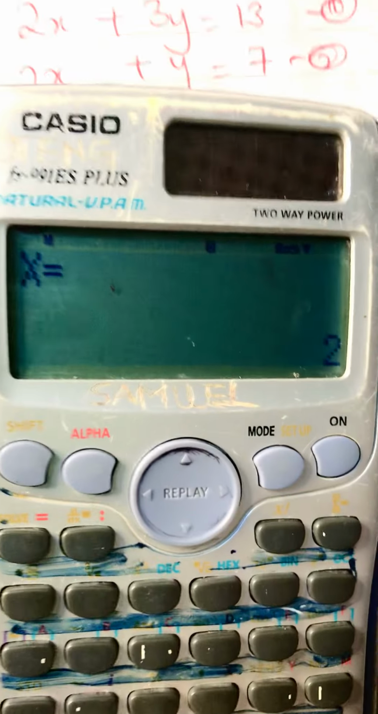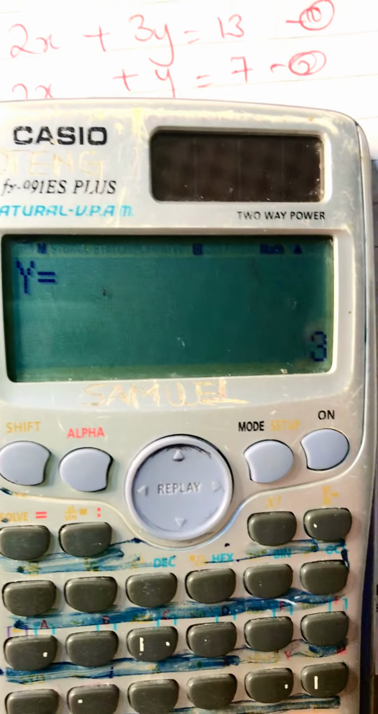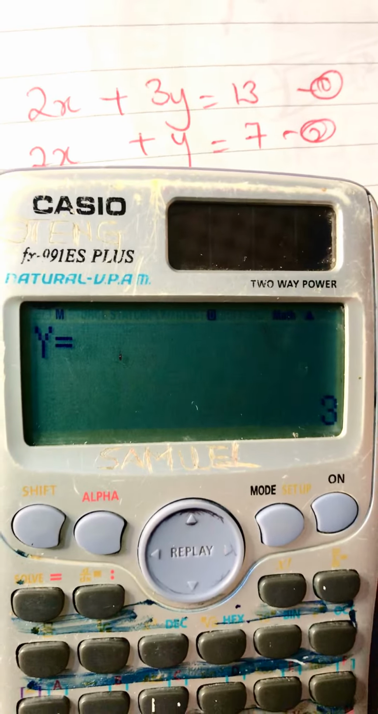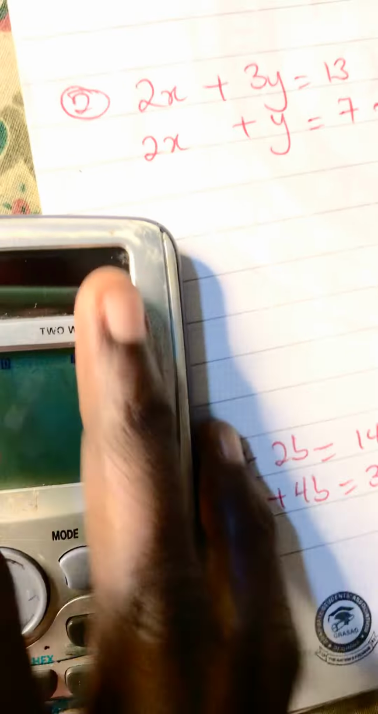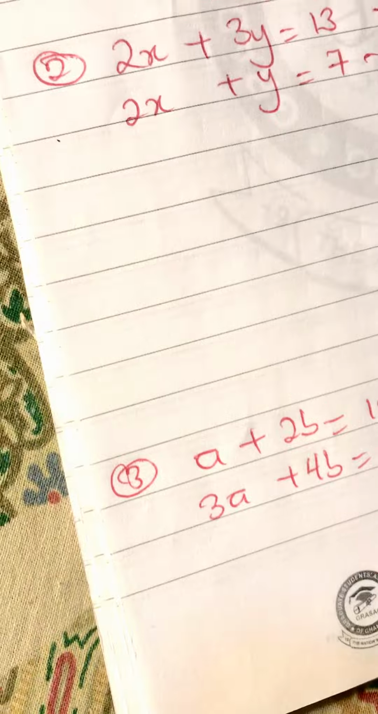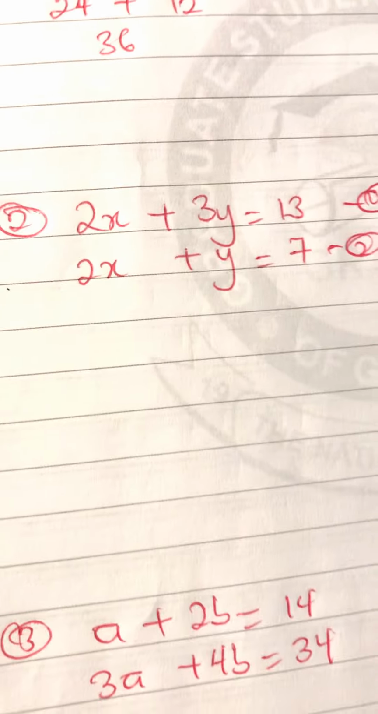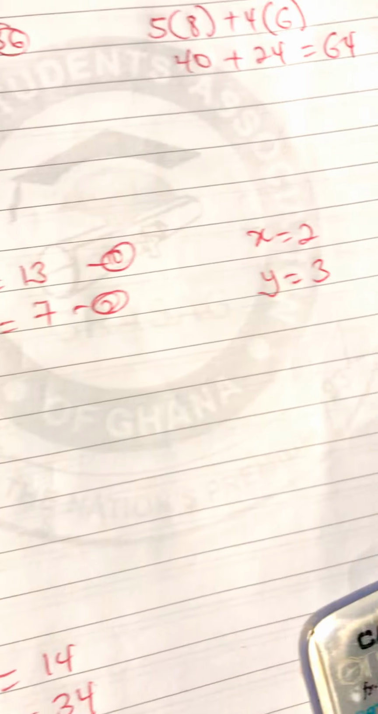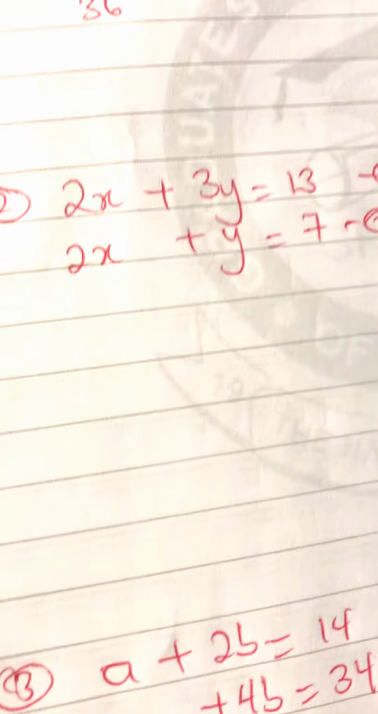The answer for x is 2, and you press the equal to sign again to display your answer for y. And we are getting y to be what? 3. Great. So how do we prove our answers? We do the same thing we did for the first one. You just have to substitute the values for x and y into your equation to prove your answer.